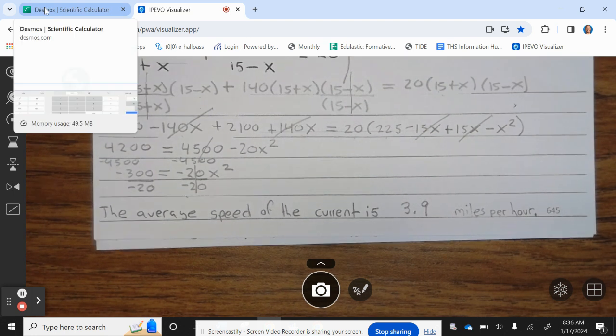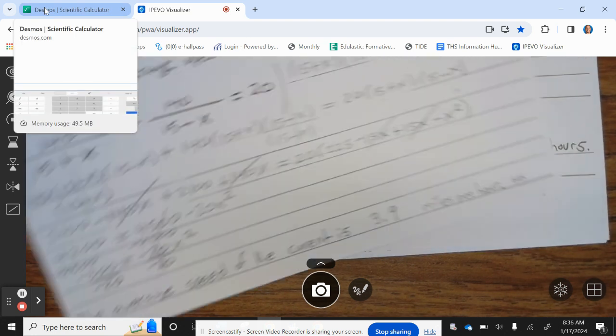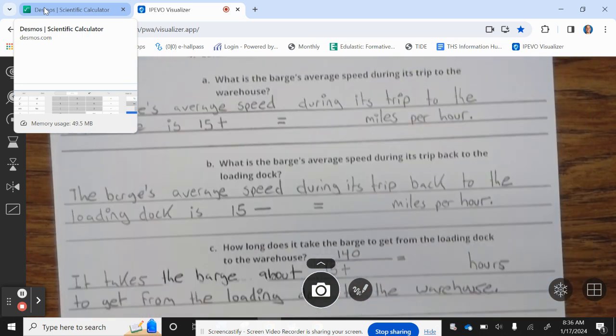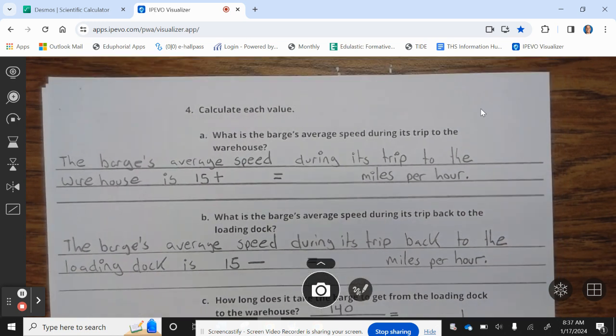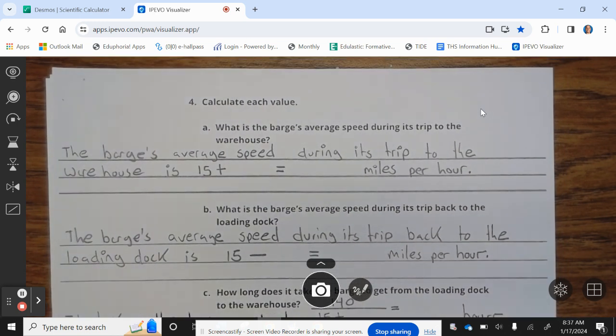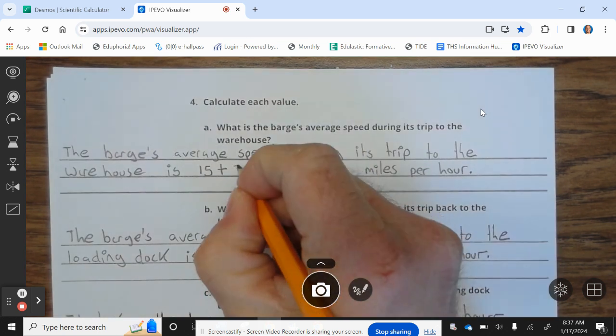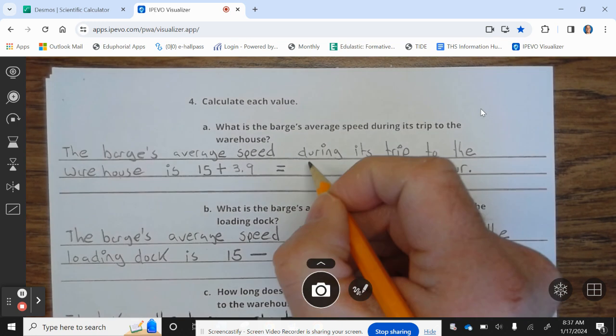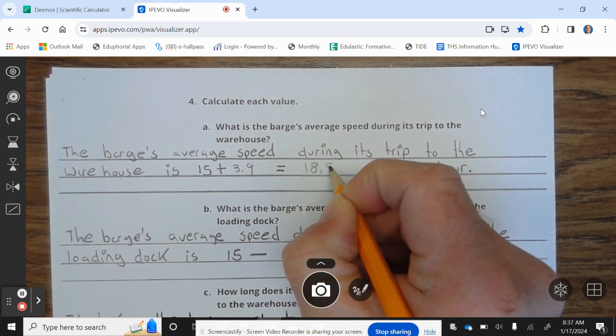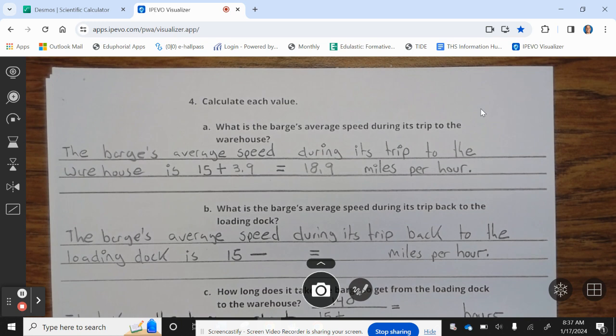Let's take a look at the next page. Number 4, calculate each value. What is the barge average speed during its trip to the warehouse? The barge average speed during its trip to the warehouse is 15 plus 3.9, which is 18.9 miles per hour.